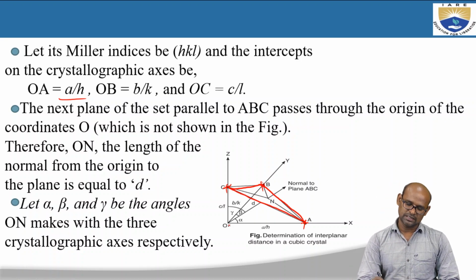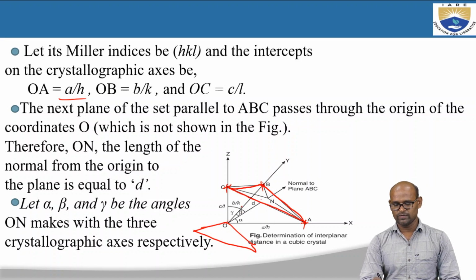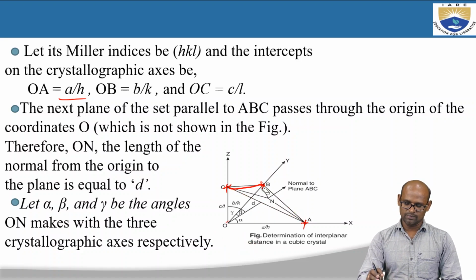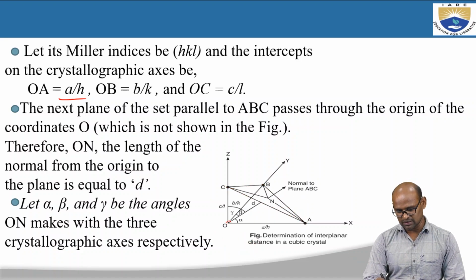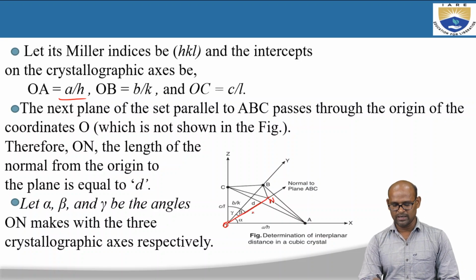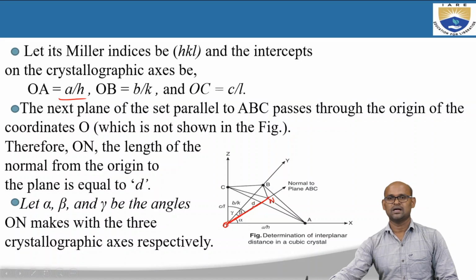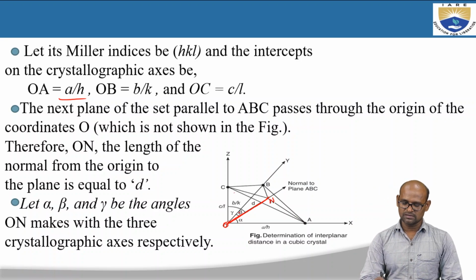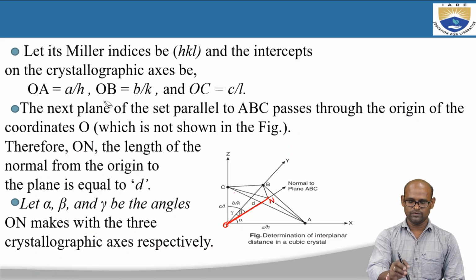Okay, and to calculate the interplanar distance, we need to take another plane. This is the plane that is passing through the origin, and the distance between these two planes is the interplanar distance. To derive this, I am going to consider the normal to this plane. The normal to this plane is ON, and the length of the normal is d, that is the interplanar distance between this ABC and another plane passing through the origin. So if I derive the equation for d, the length of the normal, then I am done with the derivation of interplanar distance.